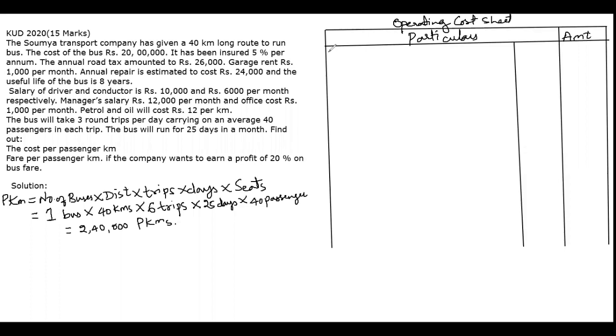According to the format, we have first heading as A, we'll take it as fixed charges. Fixed charges or standing charges, we call it. So first one we have salary of driver. What's given? It's 10,000. And next, salary of conductor. It's given as 6,000. You can see the problem on the left side of your board. Salary of manager.